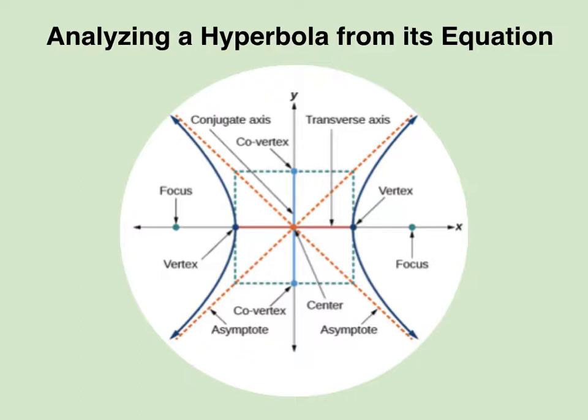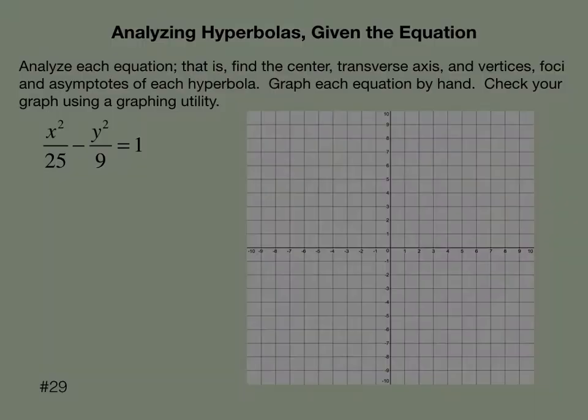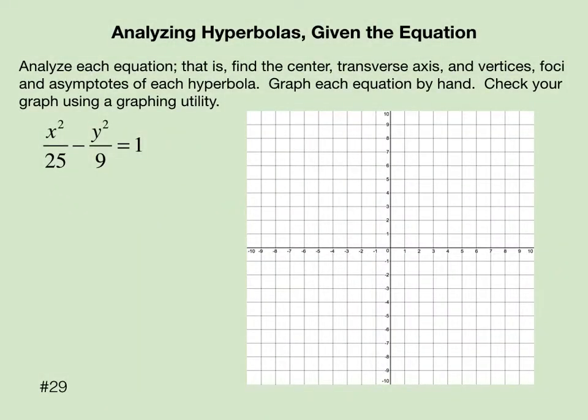The diagonals will be the asymptotes of the curve. Asymptotes are those lines that the curve approaches but never quite reaches. There will also be foci, just like there were foci in an ellipse. All right, so now we'll look at the equation of a hyperbola.